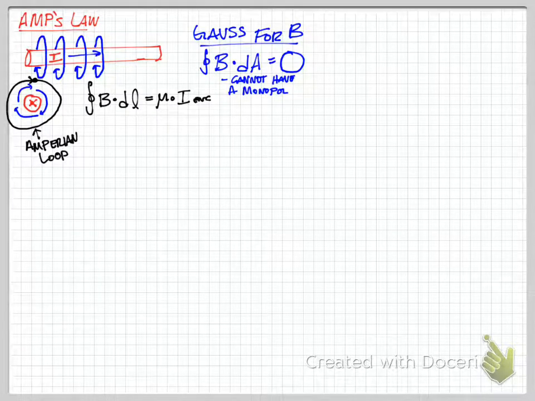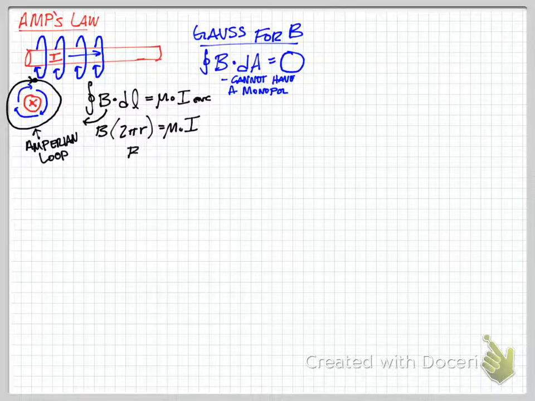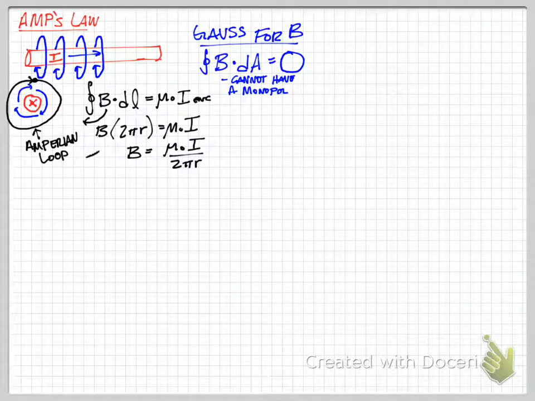Amperian loop. It's a fake loop. We're making it up. Now, we're going to pick situations that are convenient for us. So because of the symmetry of this wire, B is constant, so it comes out. We just have B times the length of this loop. In this case, it's 2 pi r, and that's equal to mu 0 times the current in that wire, because it's enclosed by our Amperian loop. And so what we get is the magnetic field from a very long wire is mu 0 I over 2 pi r. So that tells me the magnetic field gets weaker and weaker and weaker as we move away from our wire.